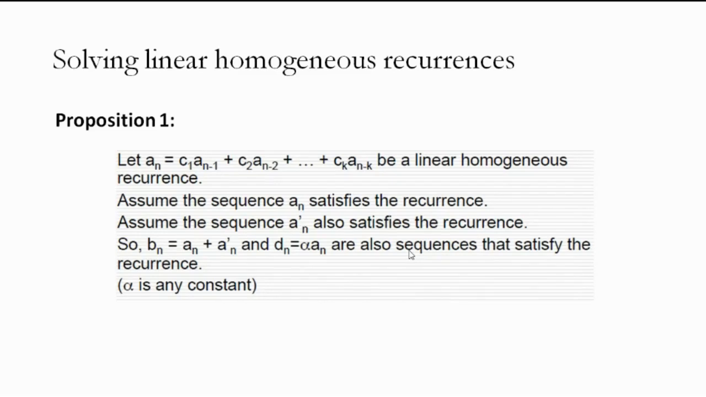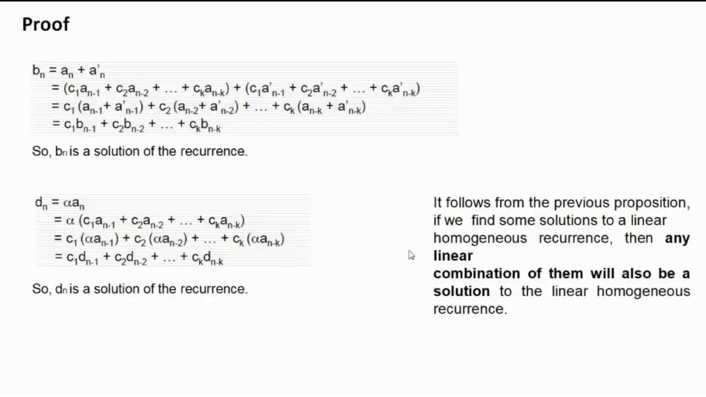So alpha may be any constant here. In such cases, the proof will be like this. Bn is equal to An plus An dash. So An, you elaborate it, C1 An minus 1 plus C2 An minus 2, as we have defined in the previous function. Then for An dash, you elaborate it like this: C1 A dash n minus 1 plus C2 A dash n minus 2 and so on.